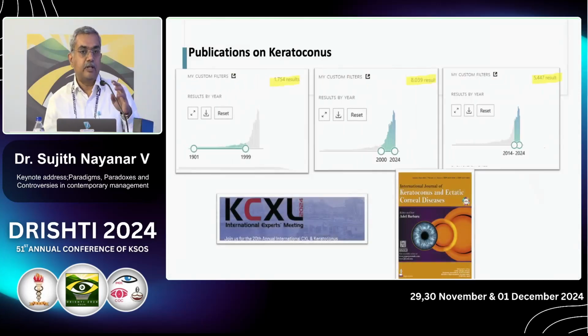So if you look at the publications in keratoconus, there's a huge surge in the number of publications. In the first part, there were only 1,754 publications in 100 years, that is till 1999. But in the last 24 years, there are almost 5,000 plus publications. There is one particular conference dedicated only to cross-linking, and it's been happening for the last 20 years. There's one journal only for keratoconus. So much research is happening in this field.